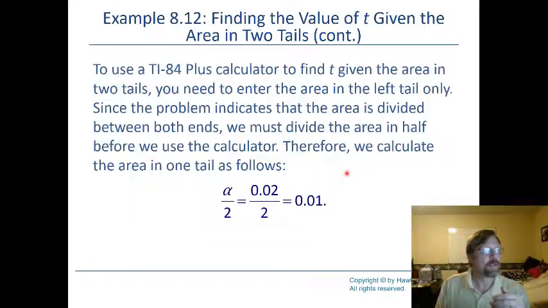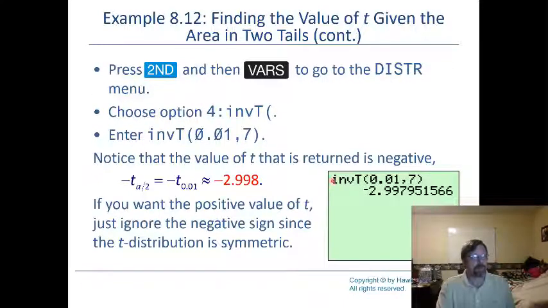If you're doing this with the calculator, you need to do that calculation and only give it the area in one of the tails before you do it. I could, if I wanted, put in 0.02 divided by 2 here instead of 0.01. Probably no reason to do it that way, though.